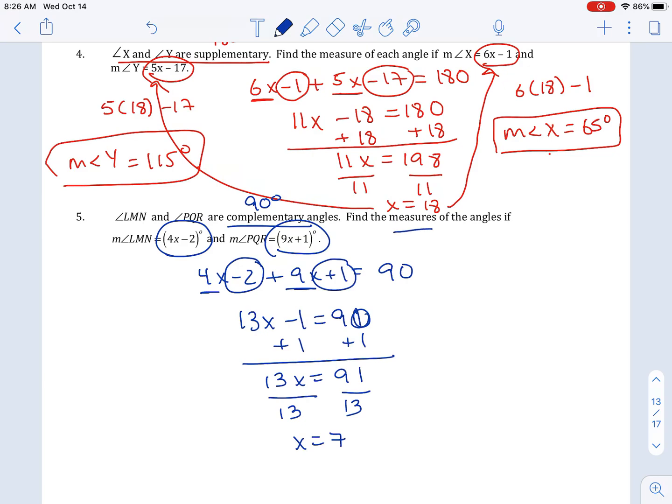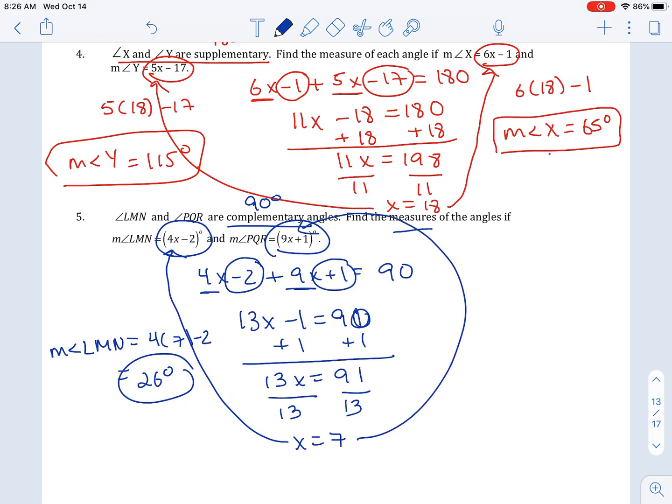Now again, this one says find the measures. So let's go ahead and take these and plug it in. So I'm going to plug it in here. So the measure of angle LMN would be 4 times 7 minus 2, and that ends up being 26 degrees. And then I'm going to take this and plug it in here. So the measure of angle PQR would be 9 times 7 plus 1, which is going to give me 64 degrees.